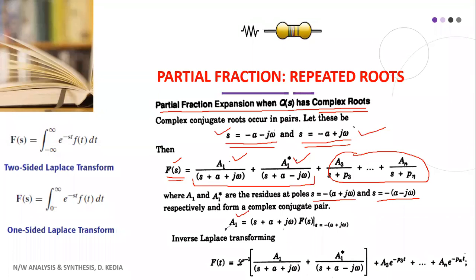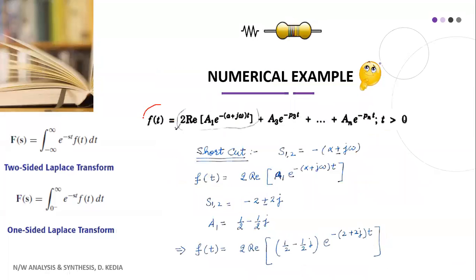And this is how we have obtained A1. As in the previous numerical also, we will multiply F(s) with the denominator of the corresponding A1, that is s plus alpha plus j omega. And then we will substitute the value of that root, that is s is equal to minus of alpha plus j omega. Then we'll have to obtain the inverse Laplace. So this is what we have to do. This was clear from our example also. Now this is what you have to memorize.